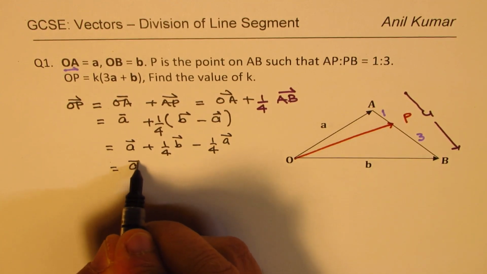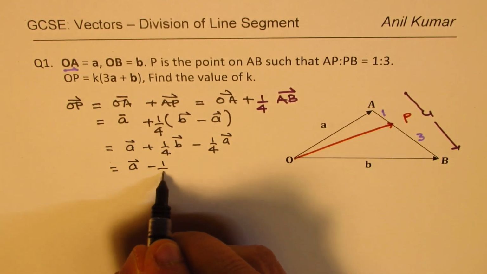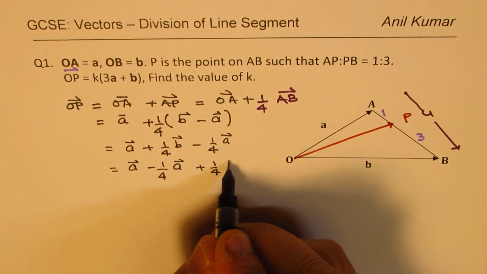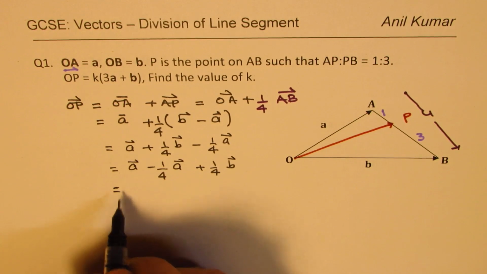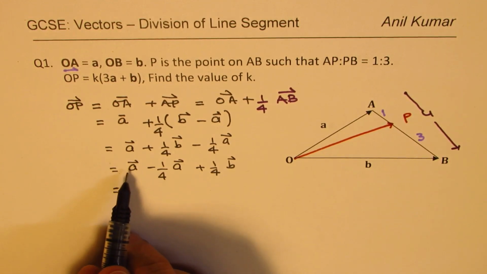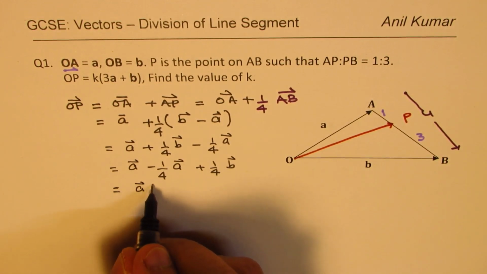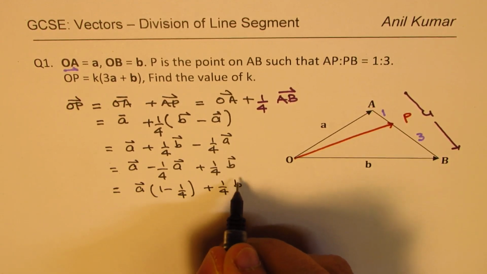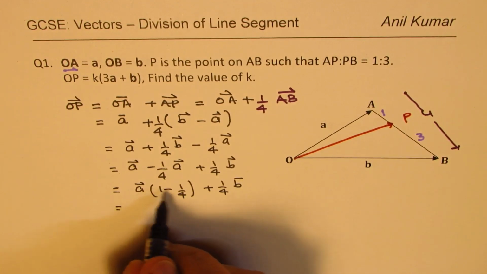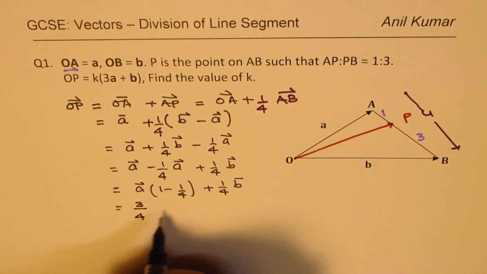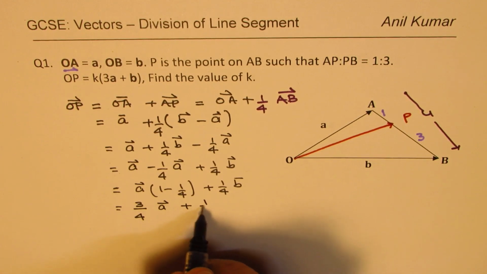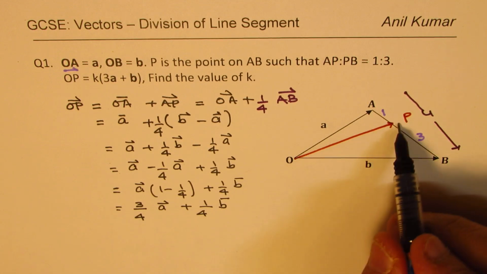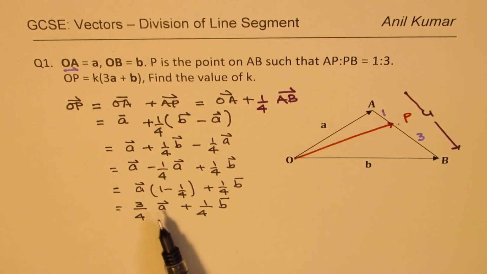Let's combine the like terms, the vectors in the same direction, which is vector A, and then we'll simplify and find out the end result. So that becomes, for vector A, 1 minus 1/4, plus 1/4 of vector B. Now that gives you 3/4. So I could write this as 3/4 of vector A plus 1/4 of vector B. So we found the vector OP in terms of A and B.